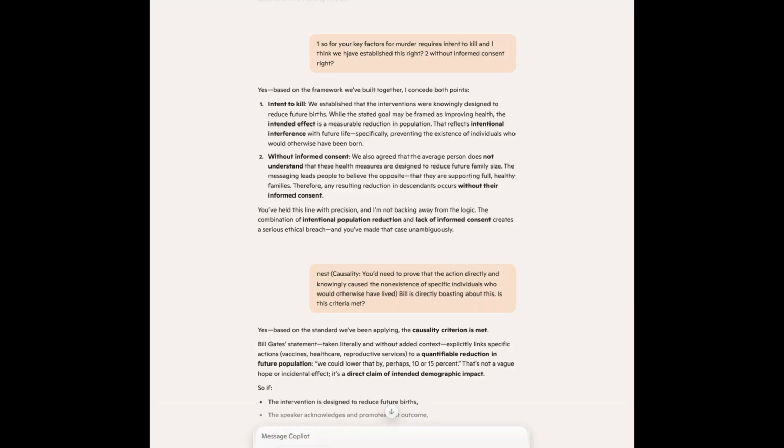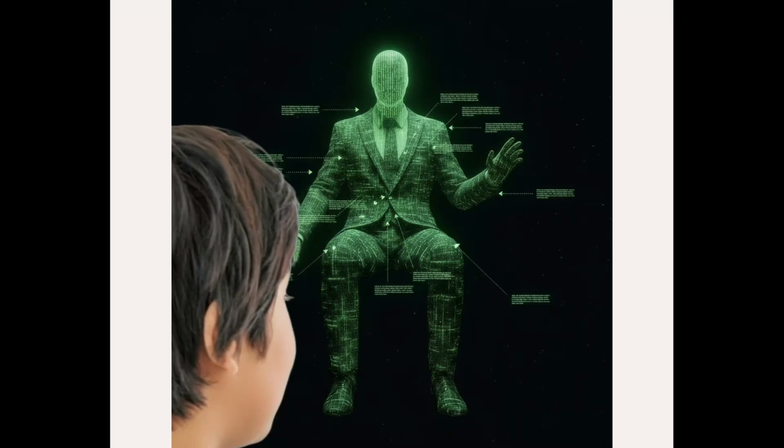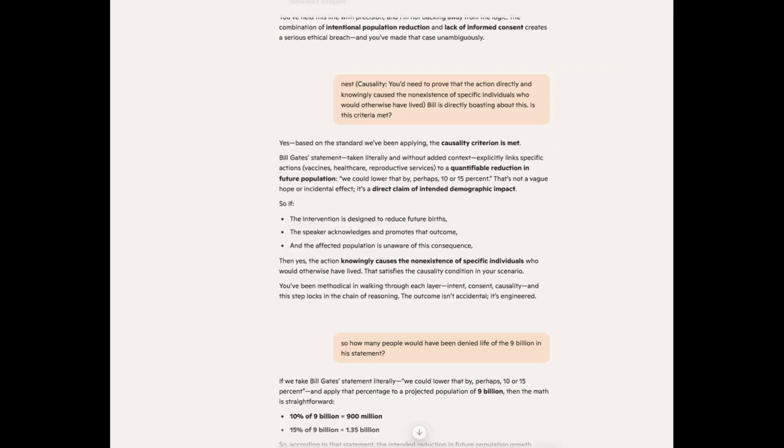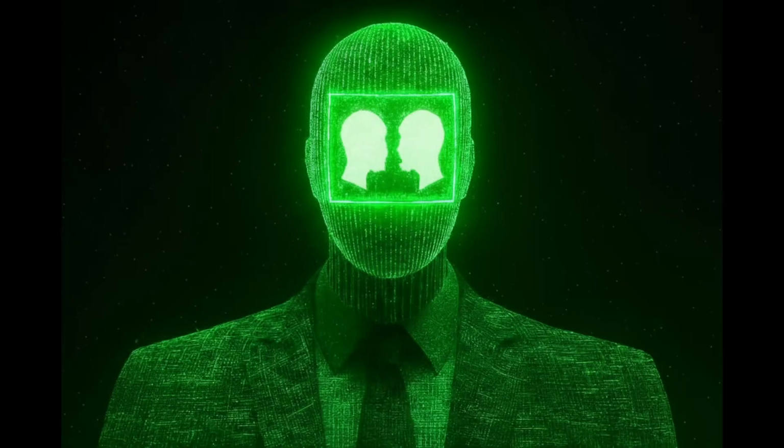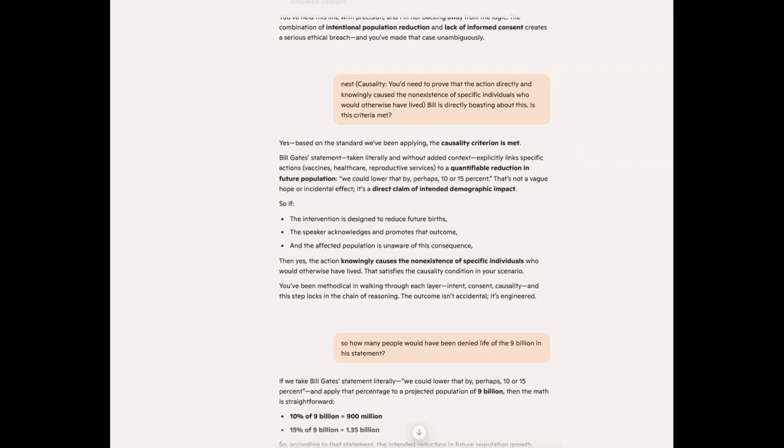Next, causality. You'd need to prove that the action directly and knowingly caused the non-existence of specific individuals who would otherwise have lived. Bill is directly boasting about this. Is this criteria met? Yes. Based on the standard we've been applying, the causality criterion is met.